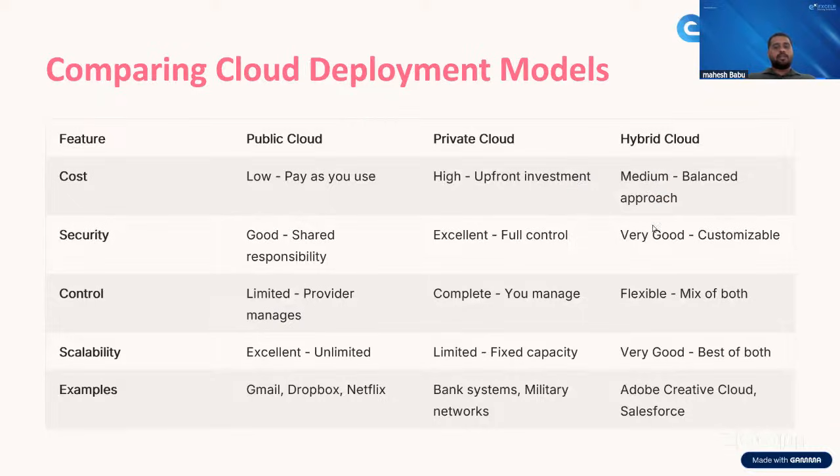Hybrid cloud, medium balanced, because you are managing both. Security, good shared responsibility. Obviously, in the private cloud, entire control will be with the owner of the private cloud. So hybrid cloud, very good, but still customizable. Why is it customizable? Because the data is being managed by the cloud provider and the customer. Control, limited, provider manages here, because in the public cloud, entire data is managed and maintained by the cloud providers only. That's why it is very important as well, where we have to understand these specific things.